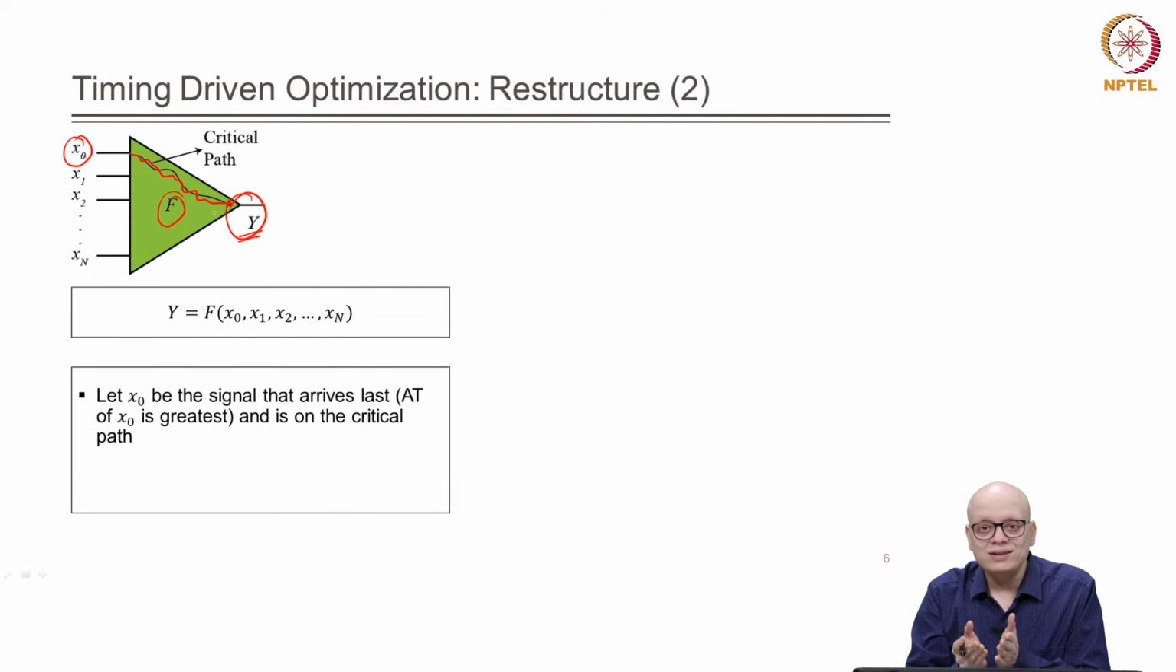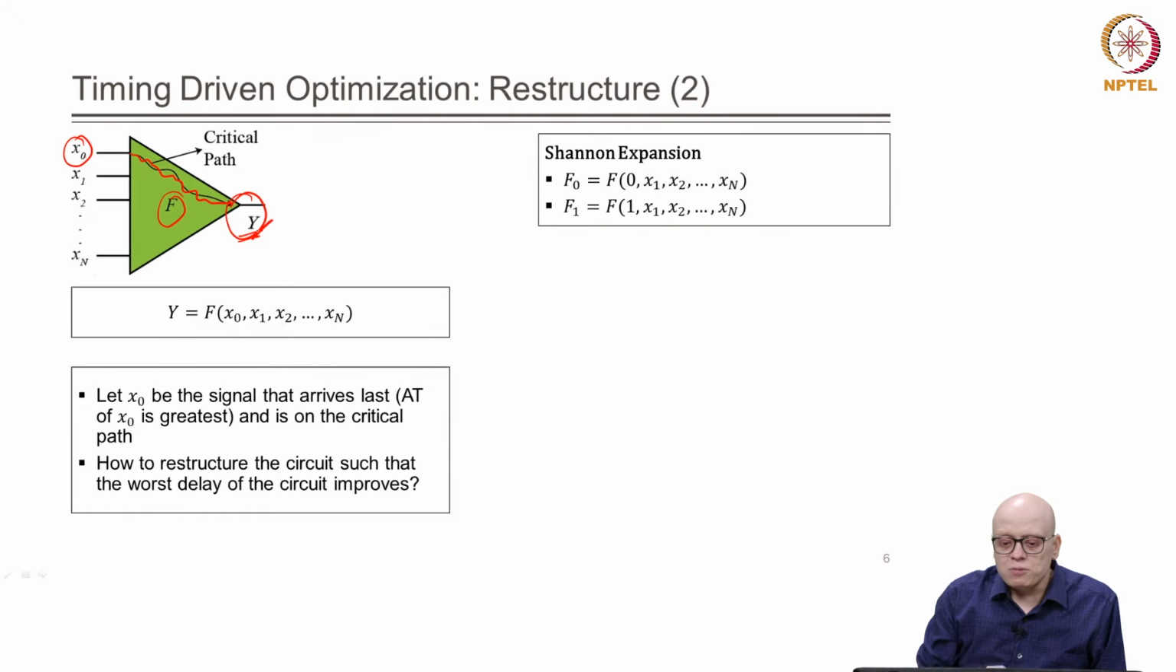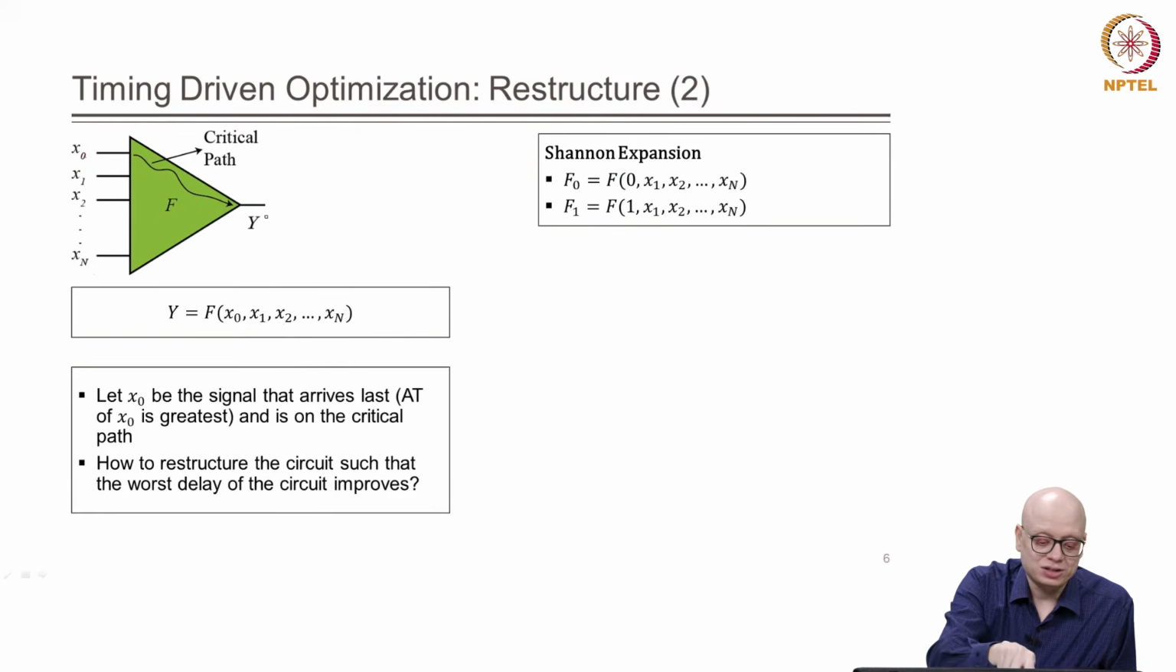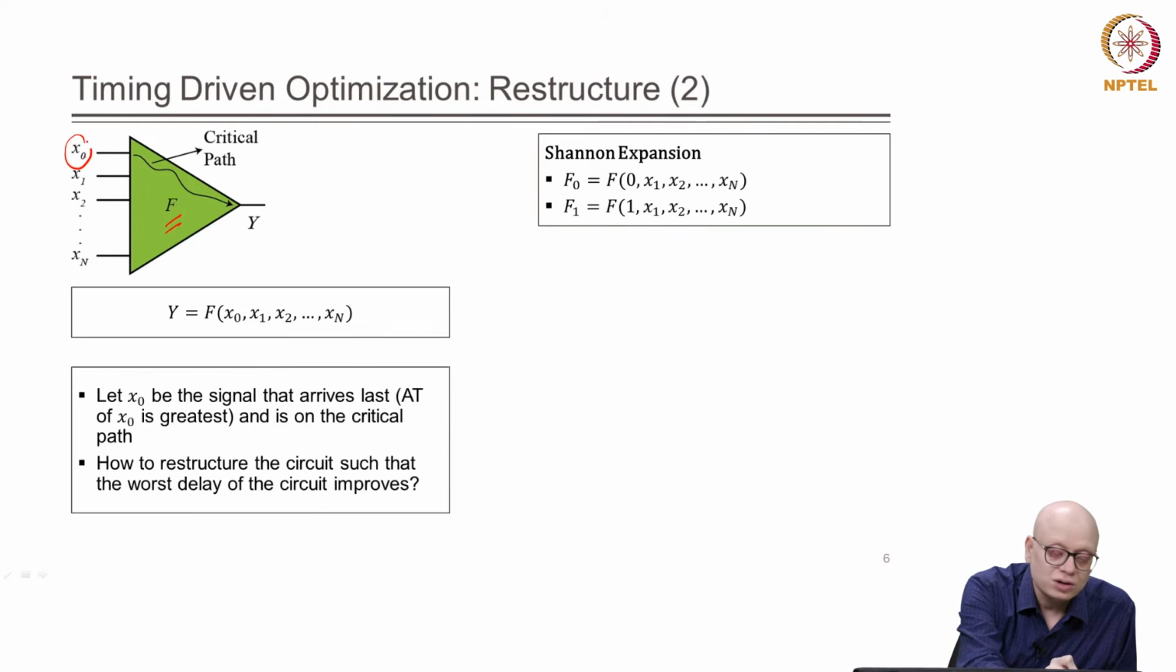How can we do it? So, let us see. The problem is how to restructure the circuit such that the worst delay of the circuit improves. So, the arrival time at this point y improves, that is what our target is, right. So, what we can do is that we can do Shannon expansion, whatever this function was f, we can do a Shannon expansion with respect to x naught, right.